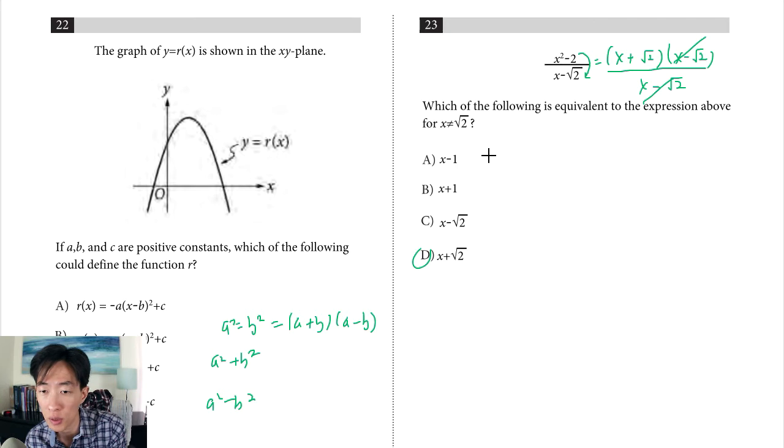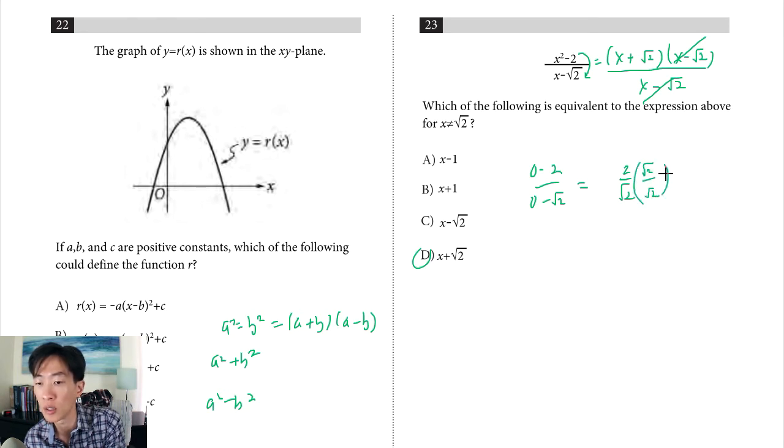Another way you could have done this, if you didn't think of that, is just substitute any value for x because it has to be true. So what's the easiest value? Substitute 0. You're left with 0 minus 2 over 0 minus rad 2. That becomes 2 over rad 2, and then if you wanted to rationalize this because it doesn't really look like anything, you're going to multiply top and bottom by rad 2. So top becomes 2 rad 2. Rad 2 times rad 2 is 2. The 2's divide out, and you're left with rad 2 by itself, which when x equals 0 leaves D as the answer. So that's another way to do it.